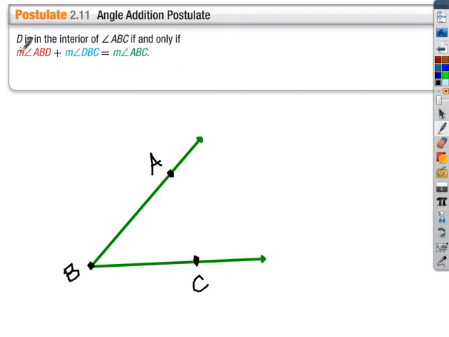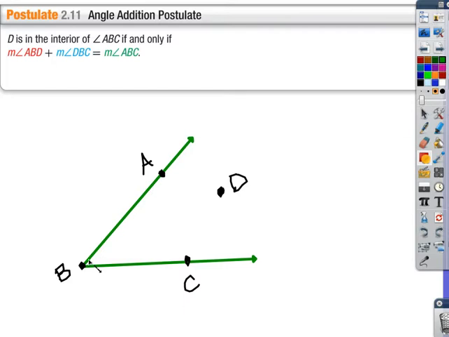And it says point D is in the interior of that angle. So that means D has to be between the two sides of the angle. So I'm just going to label it here. And then it says the measure of angle ABD. The M stands for measure. So angle ABD. So what I need is a third ray that will extend through D to create that angle.